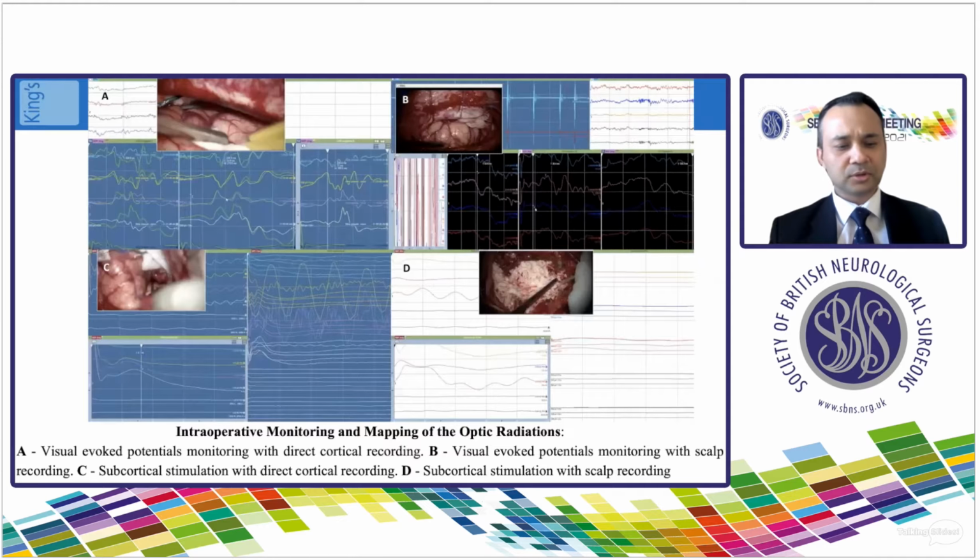So this picture is a snapshot of these different recordings. Picture A demonstrates VEP recordings with direct cortical strip electrodes, demonstrating the positive signals. The B image demonstrates VEP recordings with scalp recordings from the corkscrew scalp electrodes, and C and D are subcortical stimulation. The first one with the direct cortical recordings with a positive signal here, and a scalp recording with bipolar stimulation.